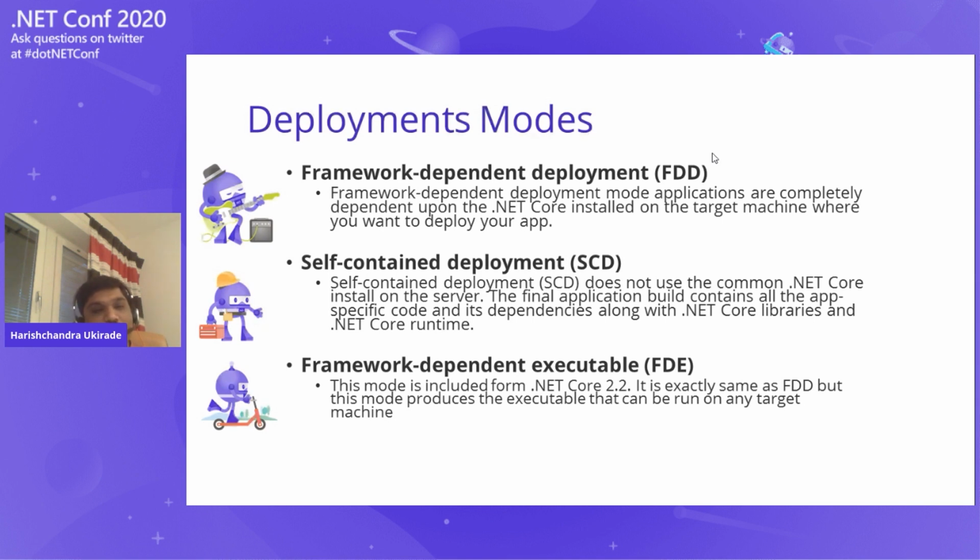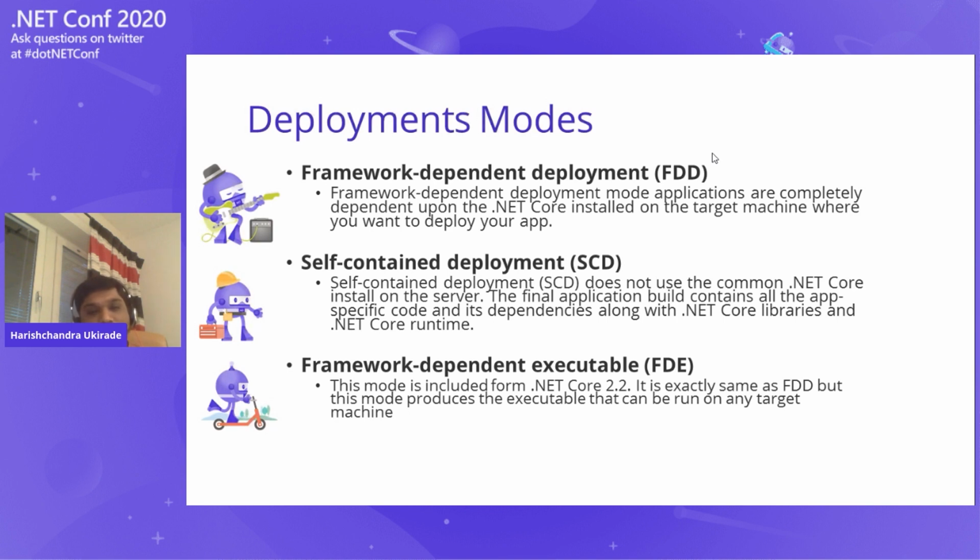Another deployment mode we had was self-contained deployment, or SCD as we call it. Self-contained deployment mode does not use the common .NET Core install on the server. The final application build contains all the app-specific code and all the runtime which is required to run the application. So it contains everything and its dependencies, along with the .NET Core libraries and .NET Core runtime. So it will be created as a package, and that package will be deployed to a server.